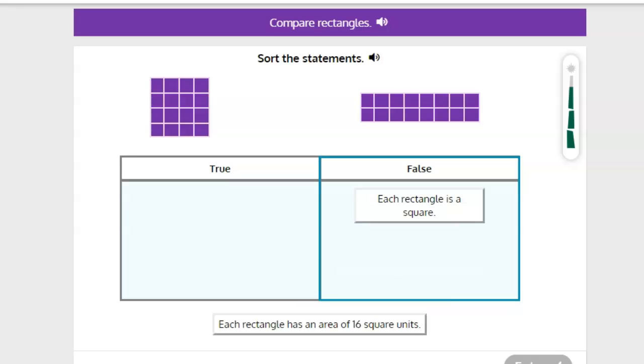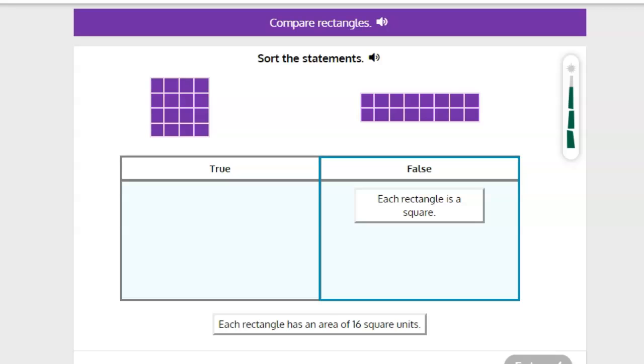Got it. Each rectangle is not a square. Both of these actually have 4 corners and 4 sides. But remember, in order for it to be a square, it has to have 4 equal sides. Our second shape does not have 4 equal sides.